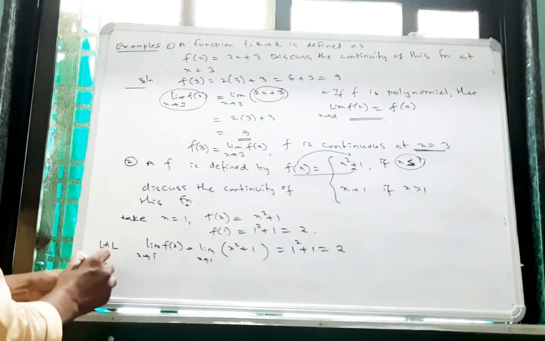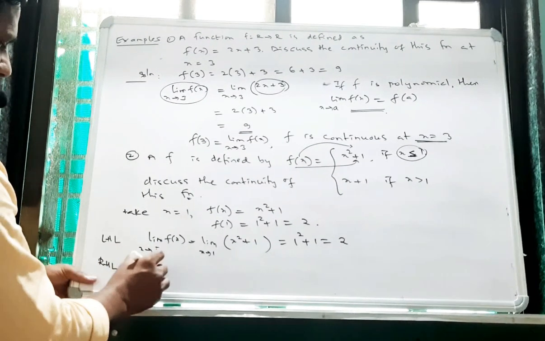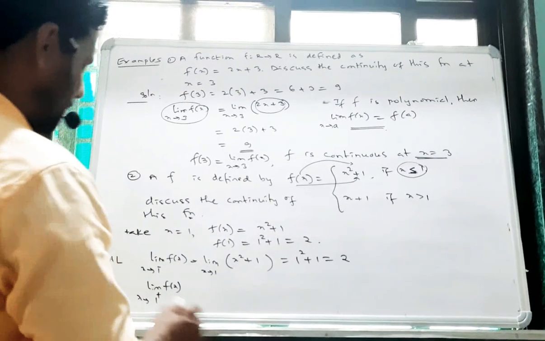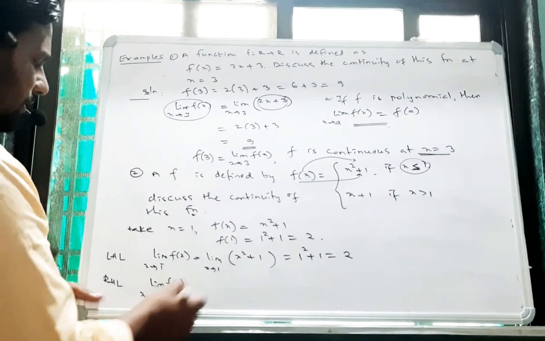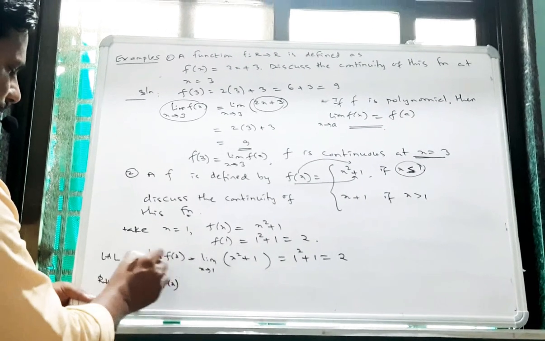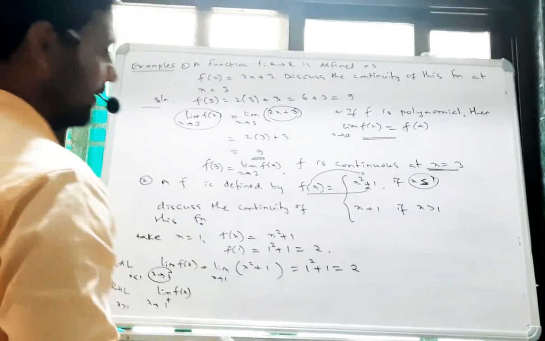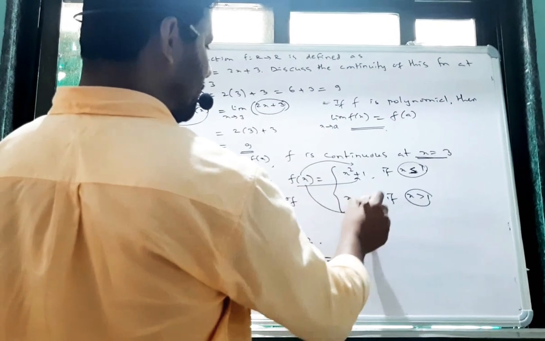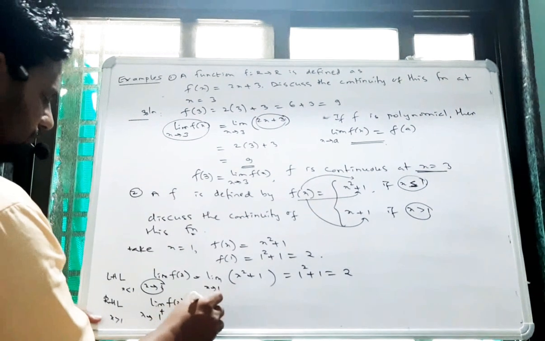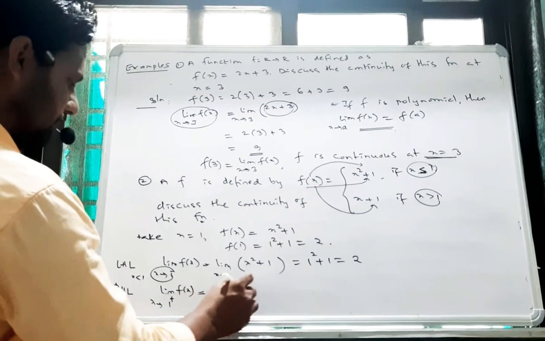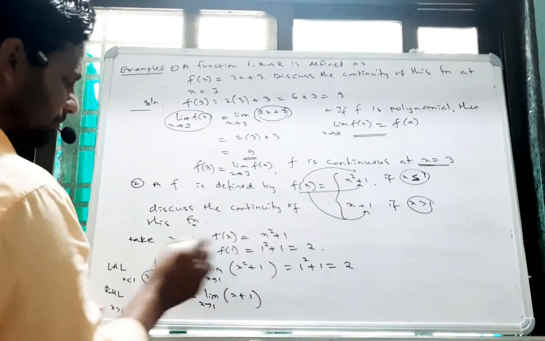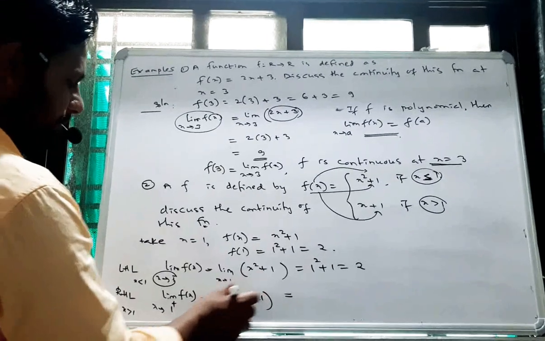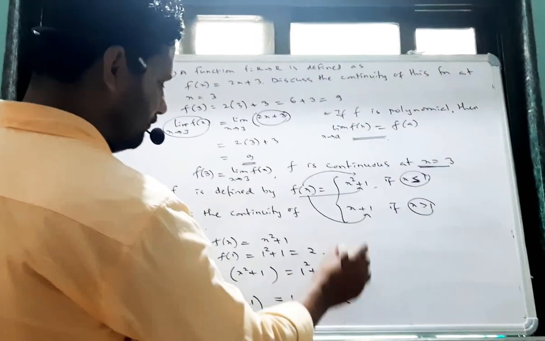Then now we find the right hand limit, the limit of the function f of x when x approaches 1 plus. The 1 plus means x is greater than 1. So when x is slightly greater than 1, here f of x is given as x plus 1. So again it is a polynomial, so we substitute x equal to 1. So 1 plus 1, it is 2.